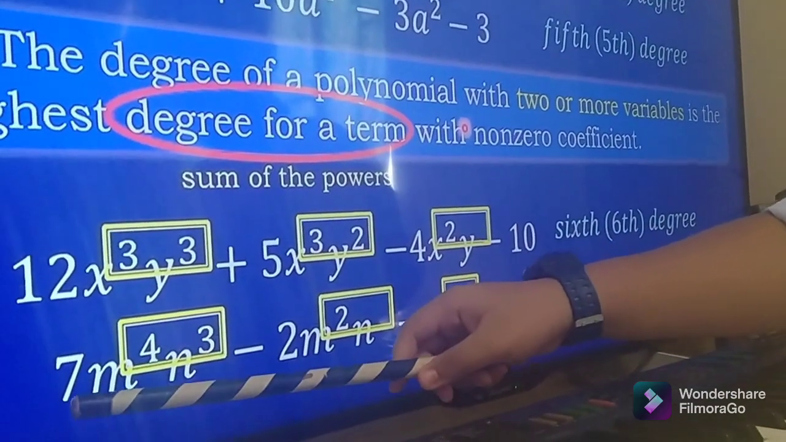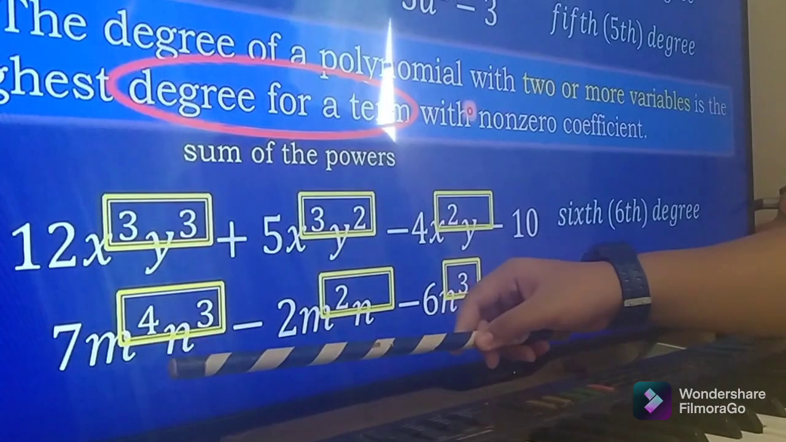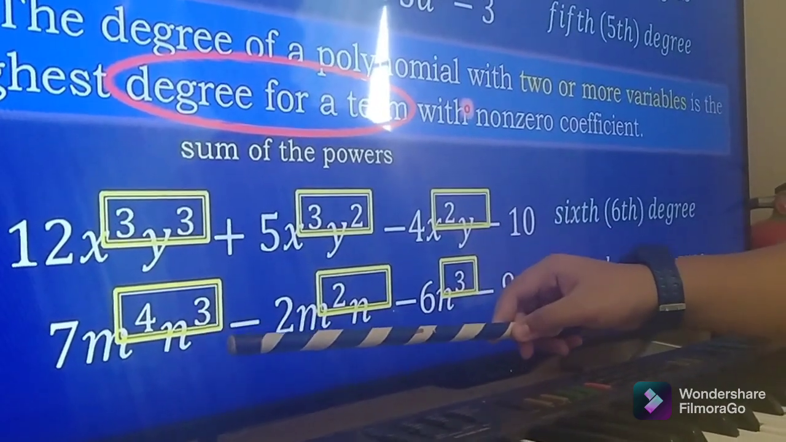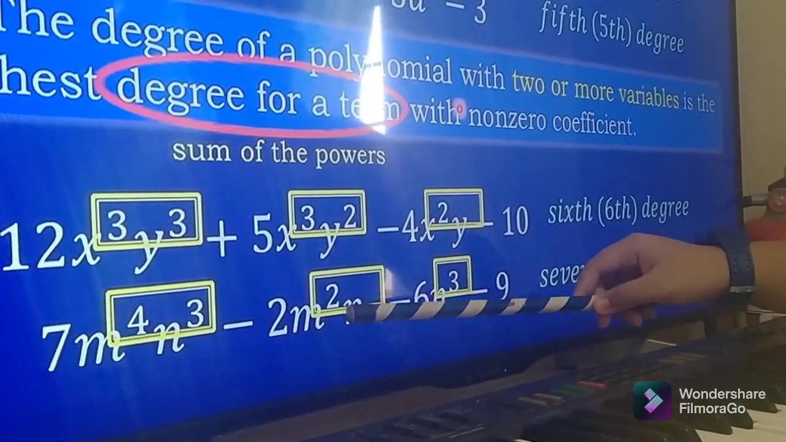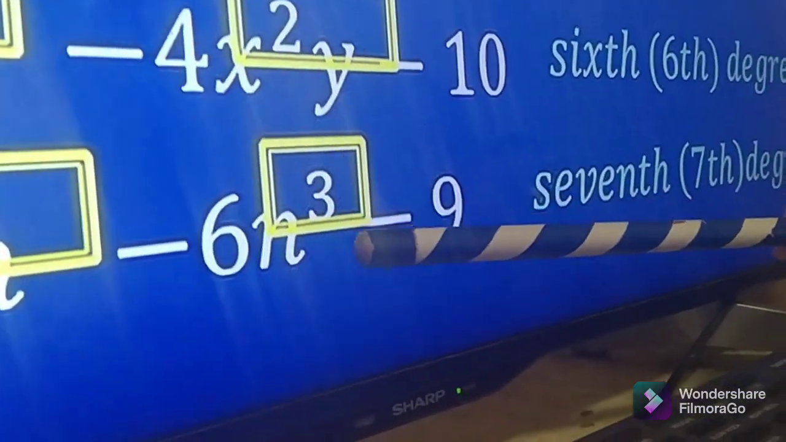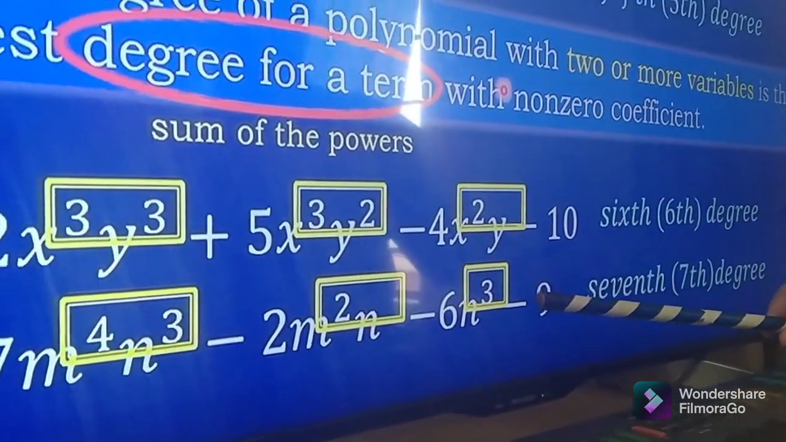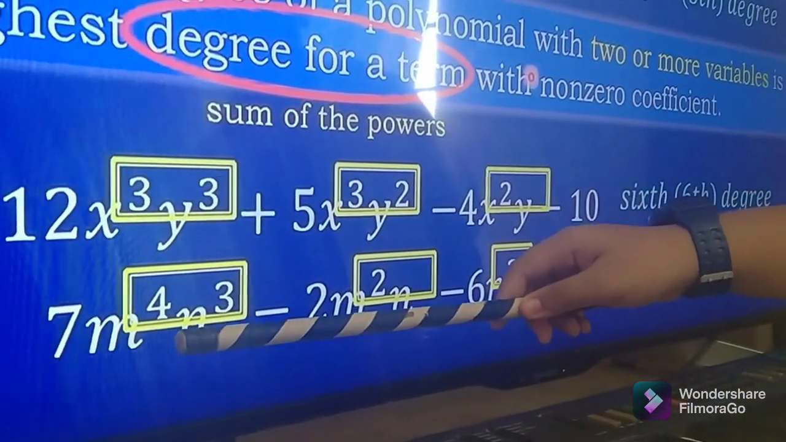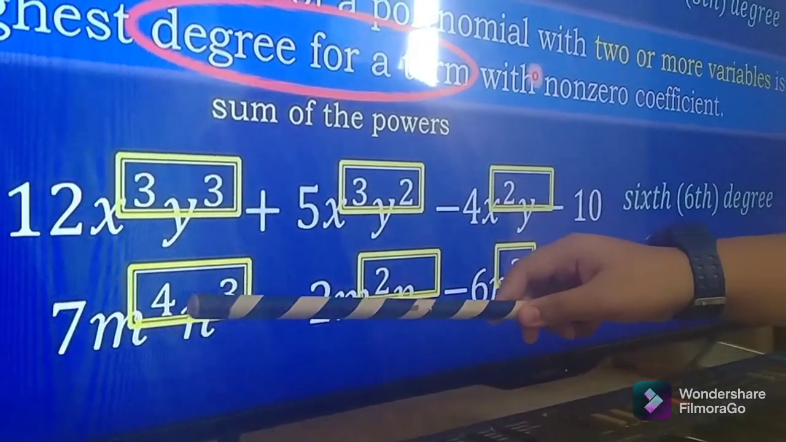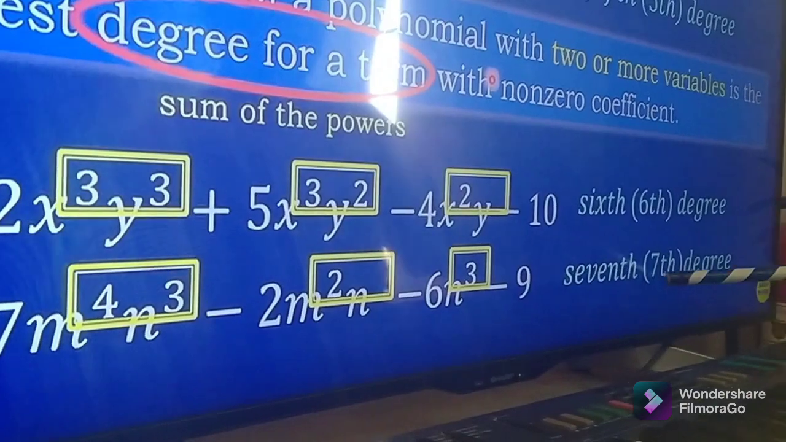Final example: 7m to the fourth power n to the third power minus 2m squared n minus 6n to the third power minus 9. The highest degree of a term is 4 plus 3 equals 7. So the degree of the polynomial is 7th degree.